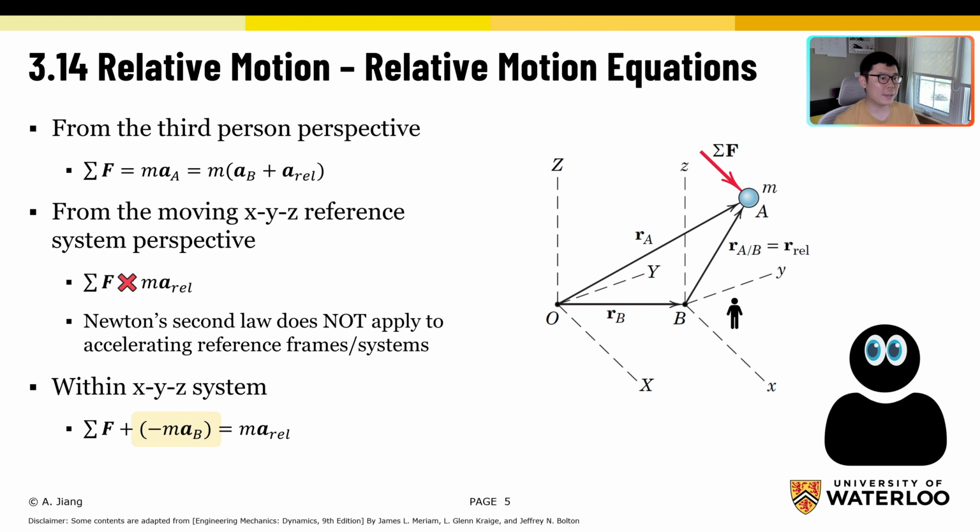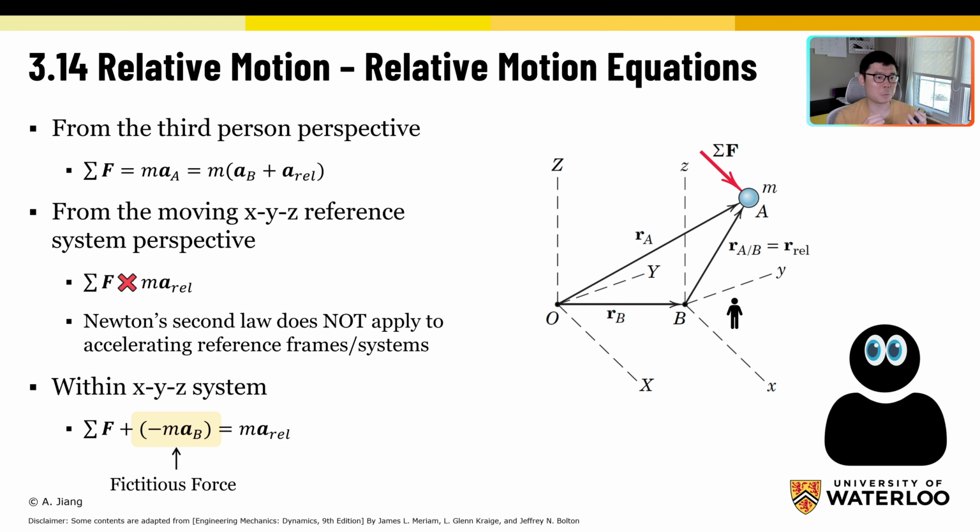We can move m A_B to the left-hand side and get, within the moving xyz system, sum of F plus (minus m A_B) equals m a_rel. For a moment, you might think this m A_B is a force. Theoretically, yes, sure, F equals ma, and this can totally be a force. But in reality, we do not see that. On the diagram on the right-hand side, there is only one force, sum of F. There's no other force. Therefore, this is a fictitious force, which does not actually exist, but is a result of the moving xyz frame.